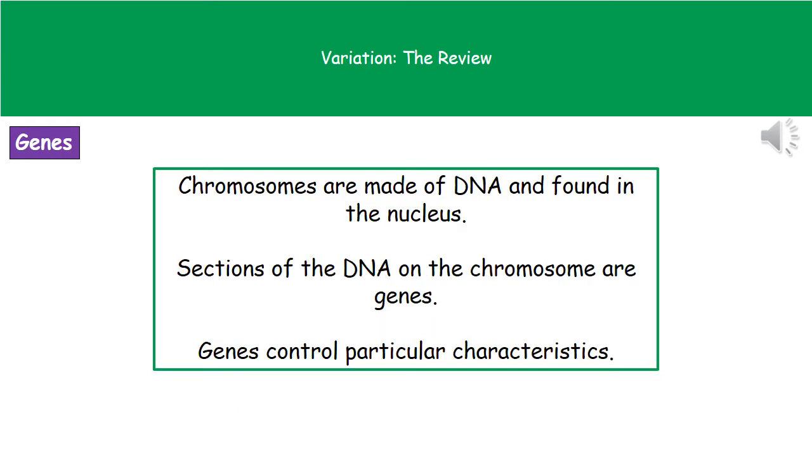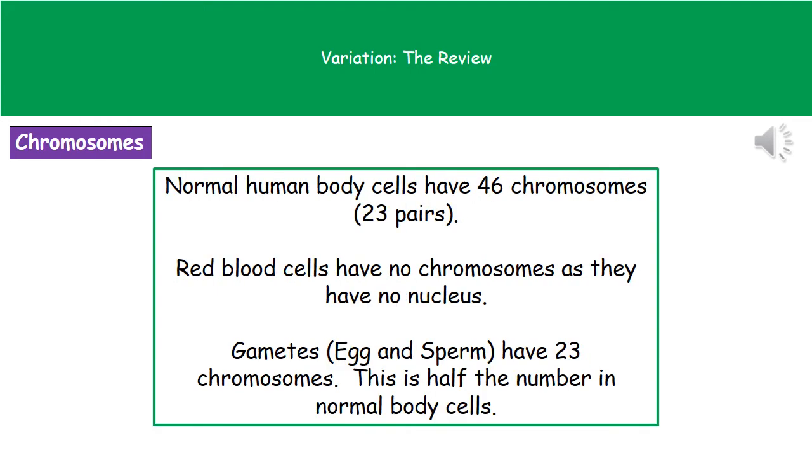What we actually have then, inside the nucleus of any of our cells, are these structures called chromosomes. And chromosomes are made up of DNA. Now, each of those chromosomes can be divided up into little sections, and those sections of DNA are the genes. And our genes control a certain characteristic. So you'll have a gene for your eye colour, a gene for hair colour, etc.